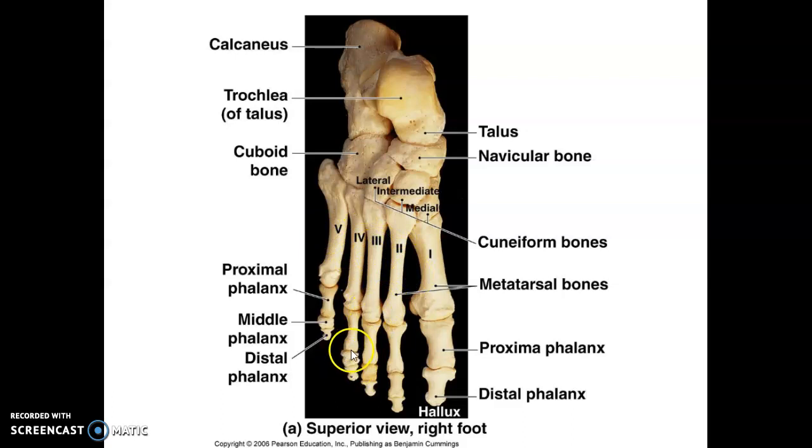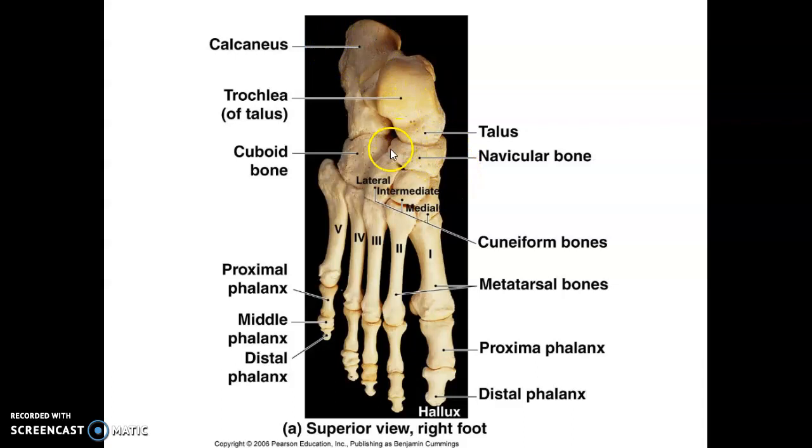So again, if I said, what is this bone? It'd be the middle phalanx or phalange of the fourth metatarsal. Okay, now, earlier we talked about the heel bone being the calcaneus, and this bone that actually attaches to the tibia is the trochlea. Okay, so I've got the trochlea and the calcaneus.